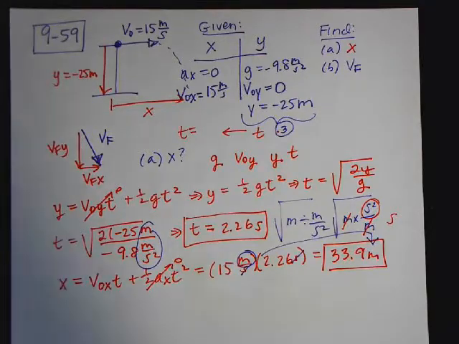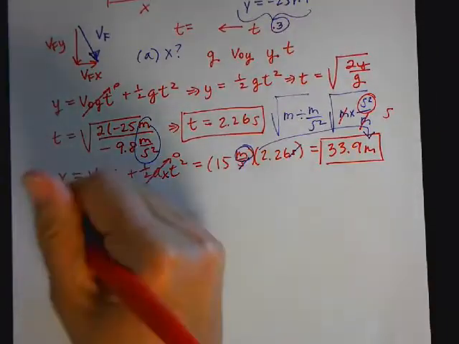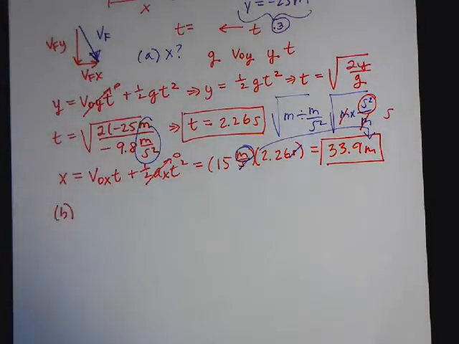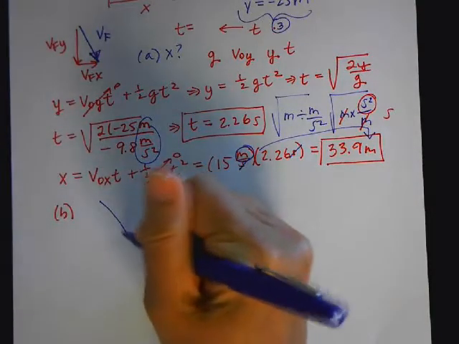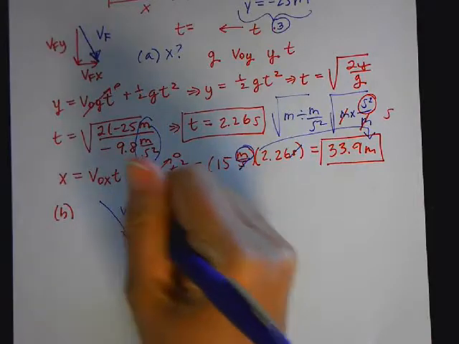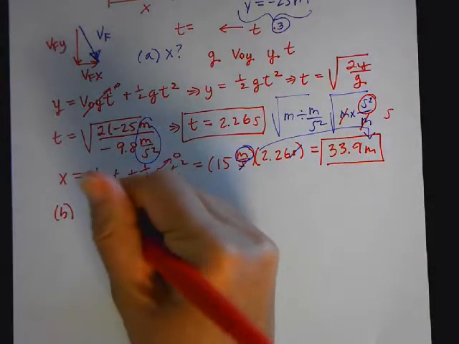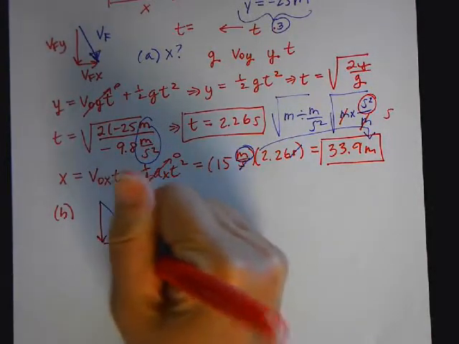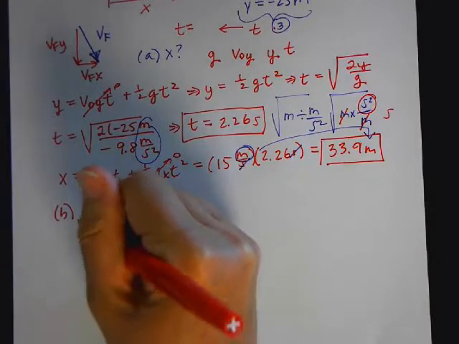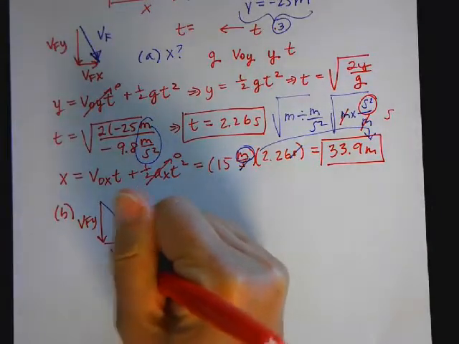All right, let's look at part B. So for part B, remember, your final velocity, and they just asked for the speed. If they asked for the velocity, we would have to find both the magnitude and the direction. But they only asked for the speed, so we just care about the magnitude. We don't care about the direction.